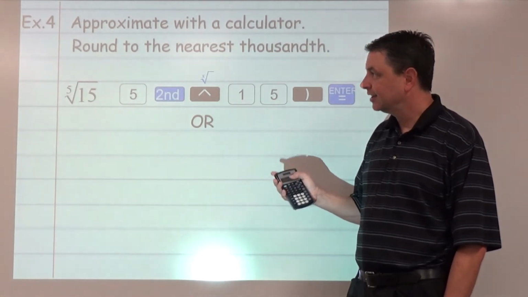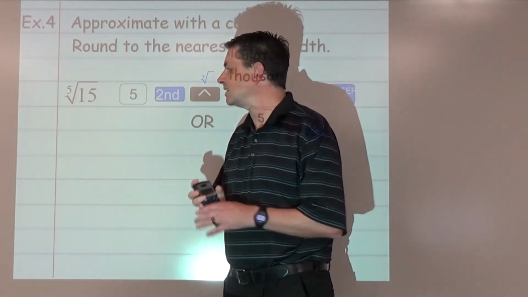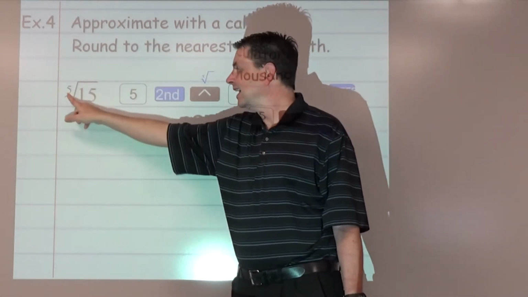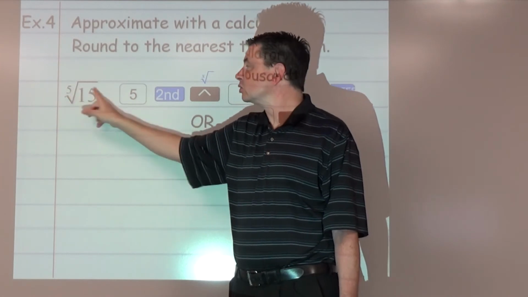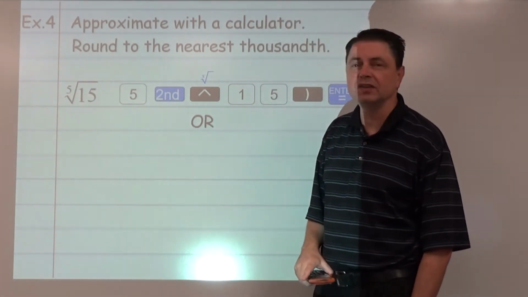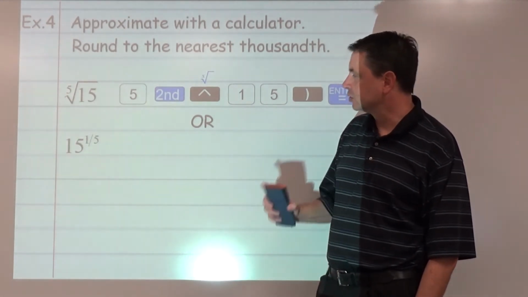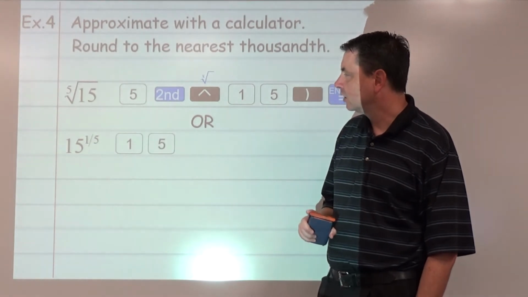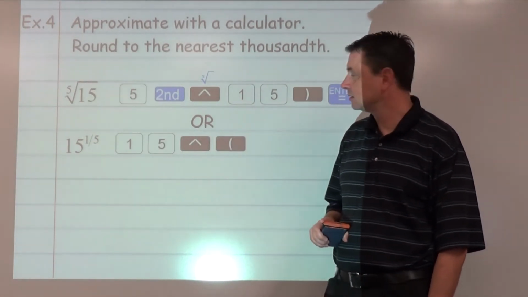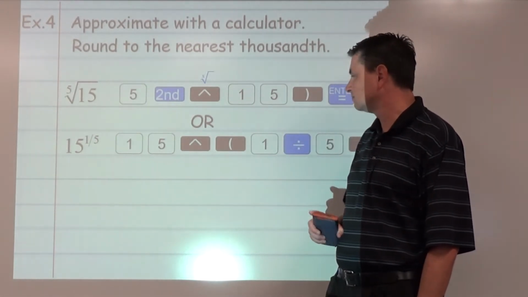Or we could change this back into exponential form, say it's x to the power of, since this is a root, it would have to be a fraction. That would be the denominator. Since we don't see a power, it would be 1. So this is the same thing as 15 to the 1/5 power. So we could also just do 15 raised to the parentheses 1 divided by 5. That'll work too.